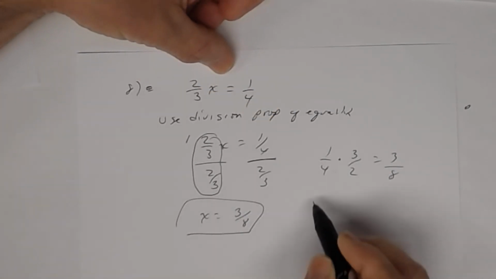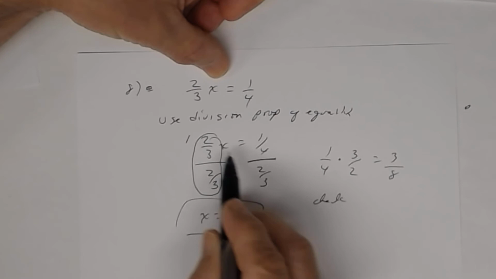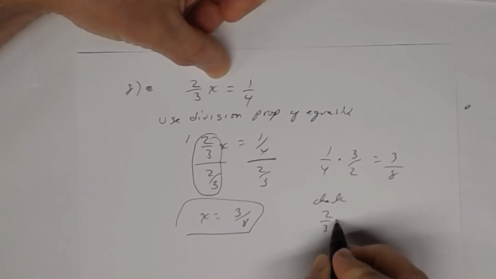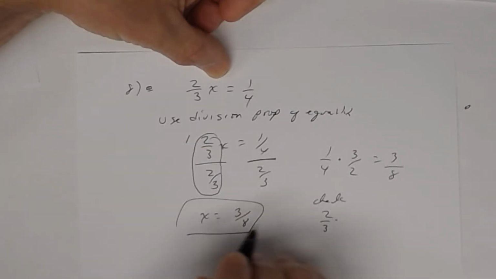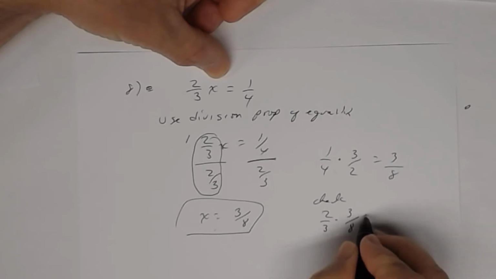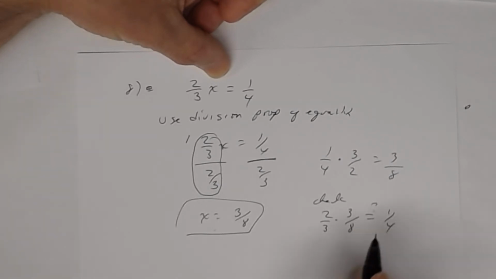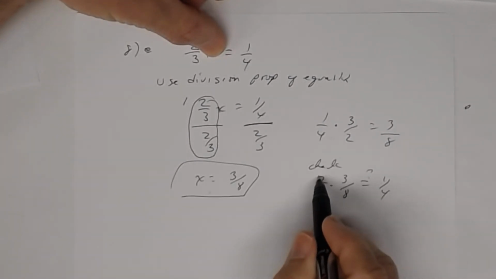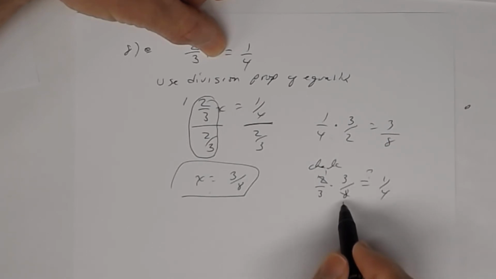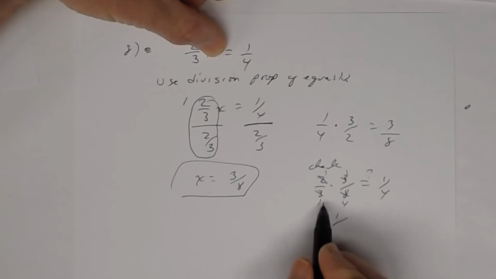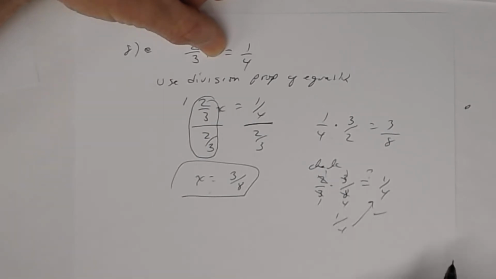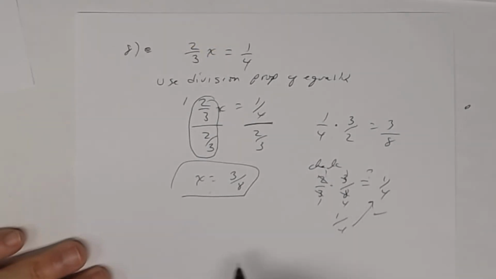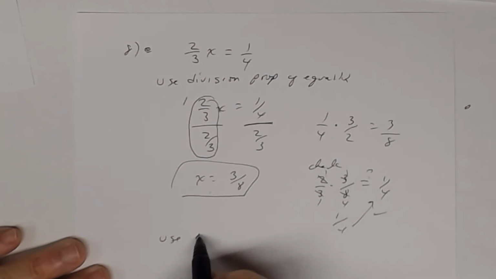Okay? And you can check it. So go back to the original, 2/3 times x. I'm saying x is 3/8, right? And you want to see if that's going to equal 1/4. Well, reduce: 2 into 2 is 1, 2 into 8 is 4, the 3's divide out, 1 times 1 is 1, 1 times 4 is 4, and those are equal. Okay? And if you want to use the multiplication property of equality, same idea.